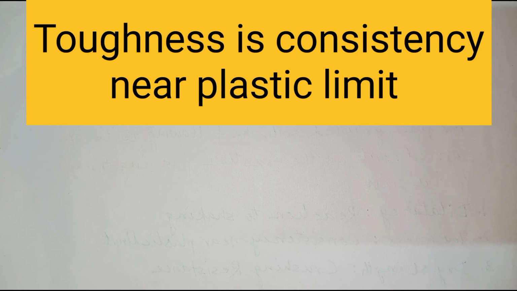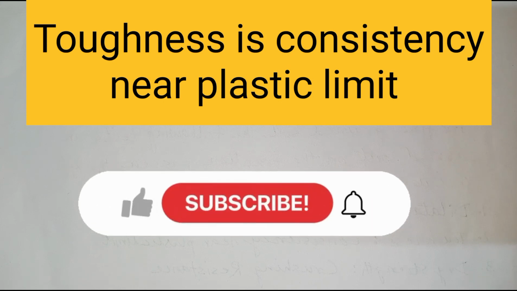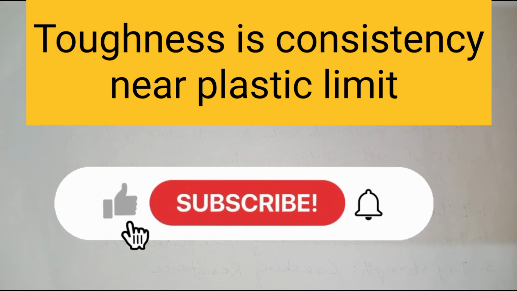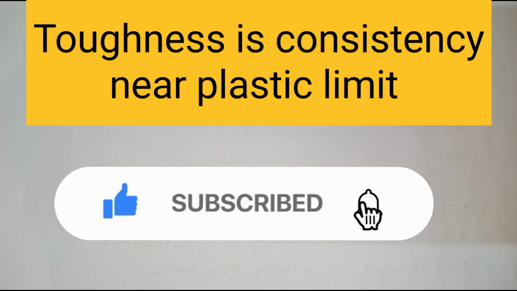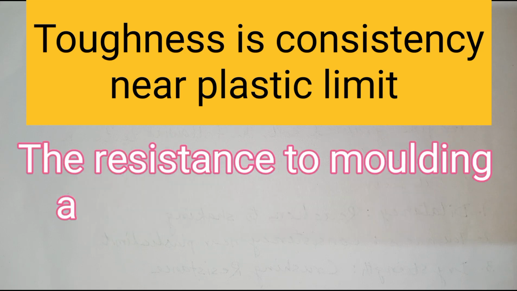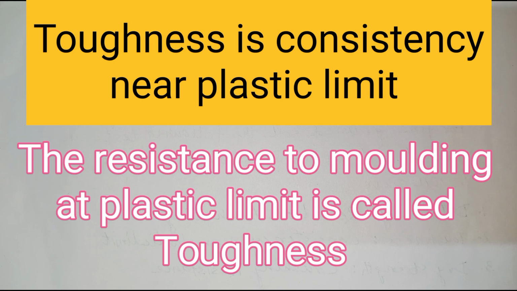For toughness test, the soil sample used in the dilatancy test is dried by working and molding until it reaches the consistency of putty. The time required to dry the sample is indicative of its plasticity. Further, the moisture content is reduced by rolling into 3 mm diameter thread till it reaches the plastic limit. The resistance to molding at the plastic limit is called toughness.